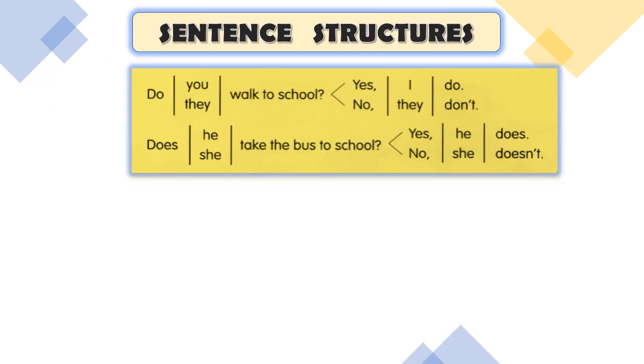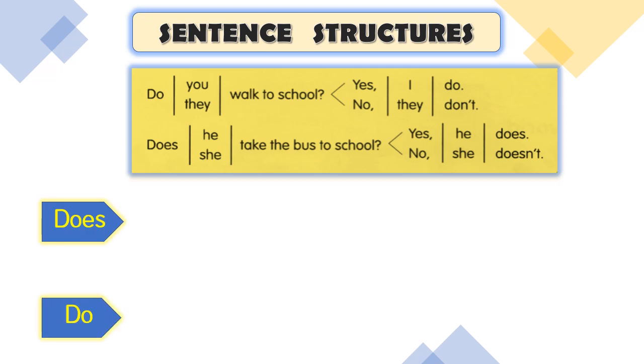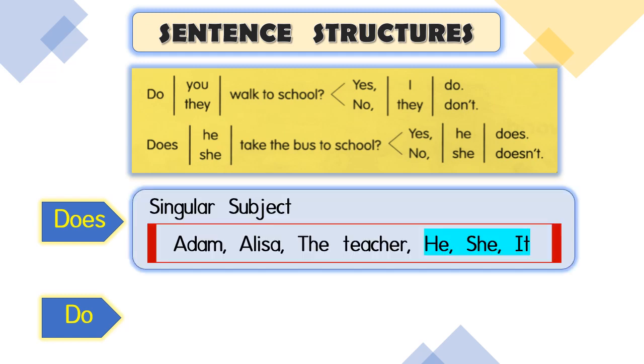Look at this sentence structure, okay? So, when to use does and when to use do. You can't simply use it, but you have to follow the rules in English. In English grammar, there are rules to be followed. For does, we use it with a singular subject. For example, Adam, Alisa, the teacher, and the pronouns he, she, it. We use does with the subject pronouns he, she, and it.